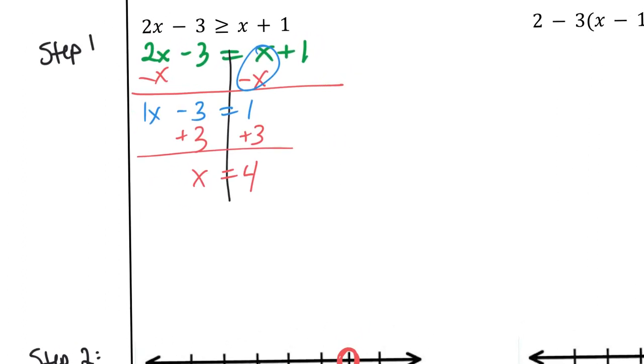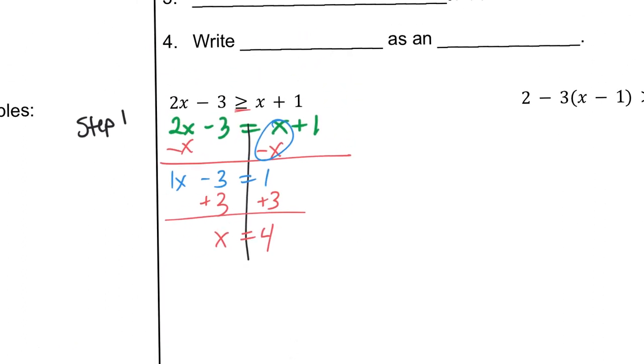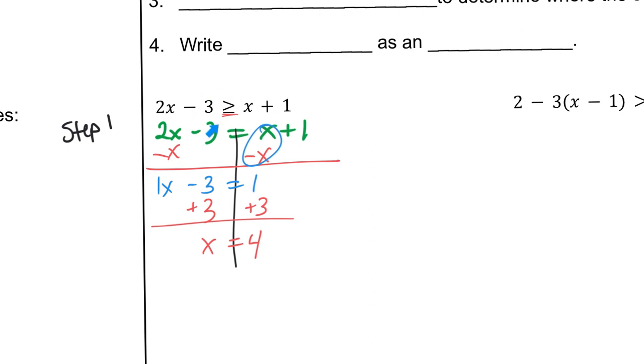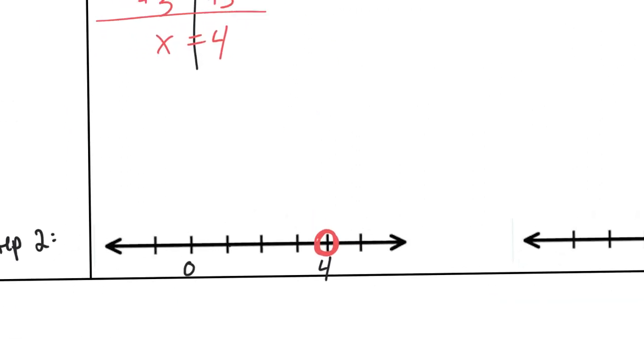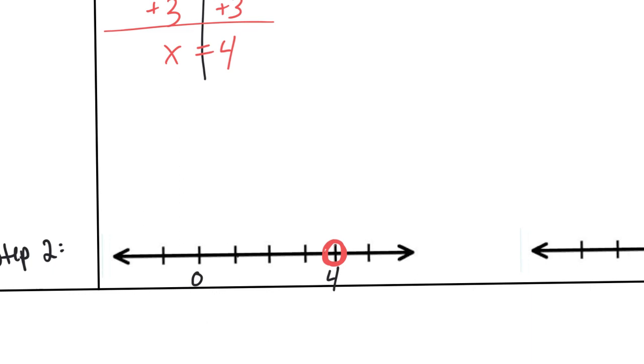In this case, it says equal to right here. So when I look up at my notes here, I see this original problem had it equal to right there. So that means I'm going to shade it in fully. So color that circle in at 4.